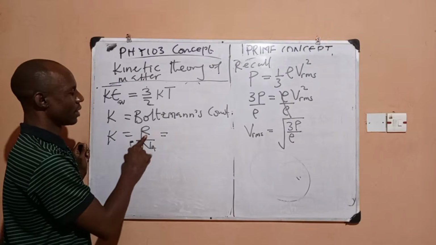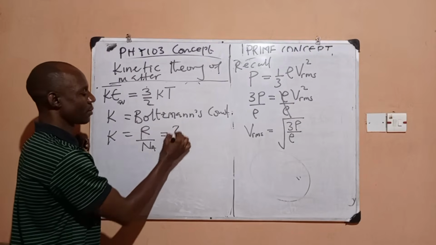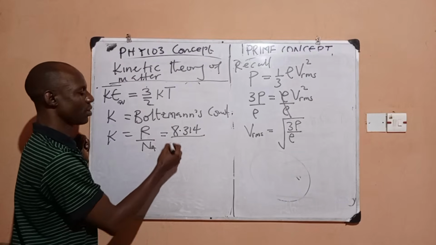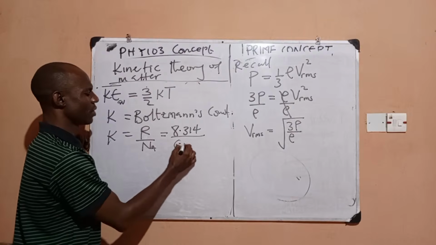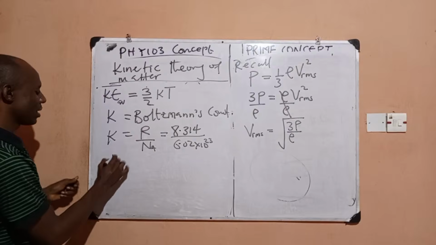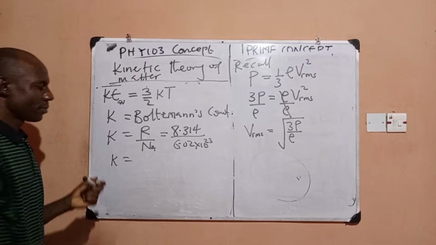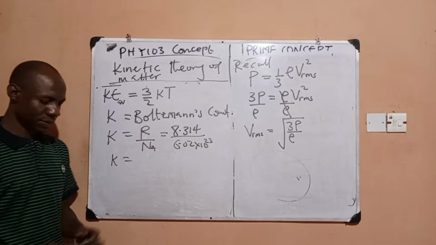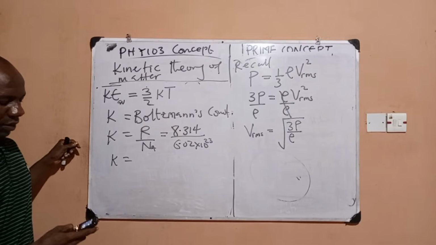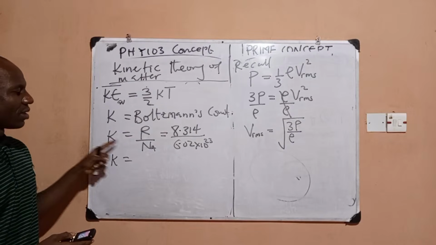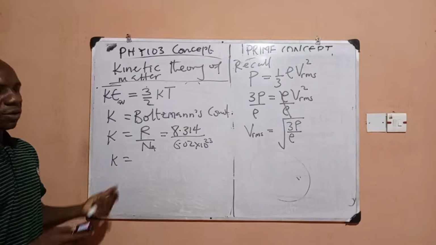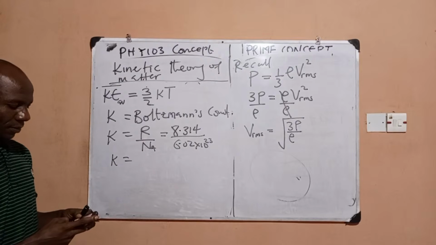And what is R? R is the gas constant, which is 8.314, divided by the number of molecules, which is Avogadro's number, 6.02 times 10 to the power 23. So if you punch this, you will get the value of the constant K. Let's punch it. So they can still ask you in an exam, what is the ratio of gas constant to Boltzmann's constant? It's going to be the number of molecules, so you should know that.